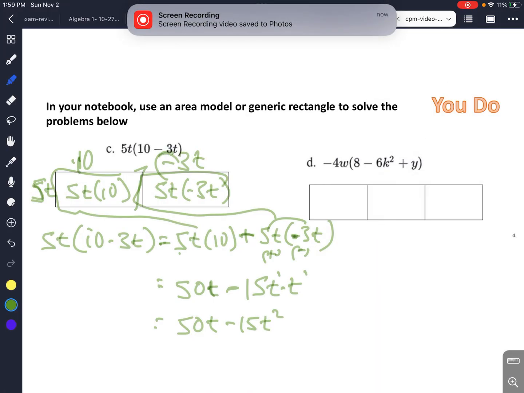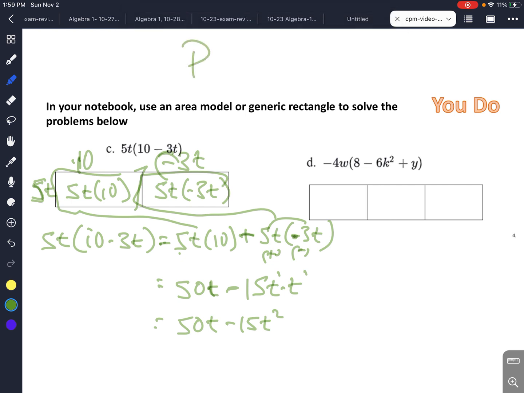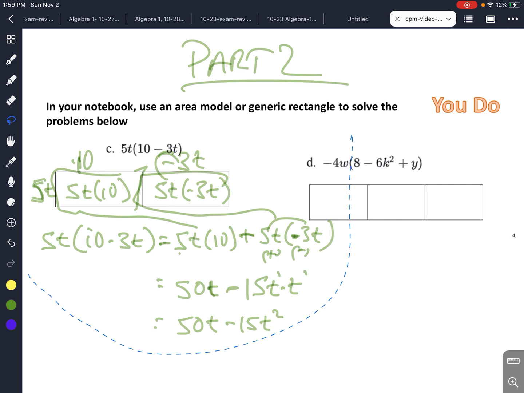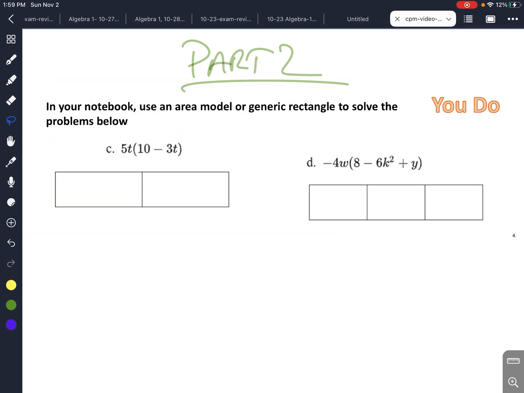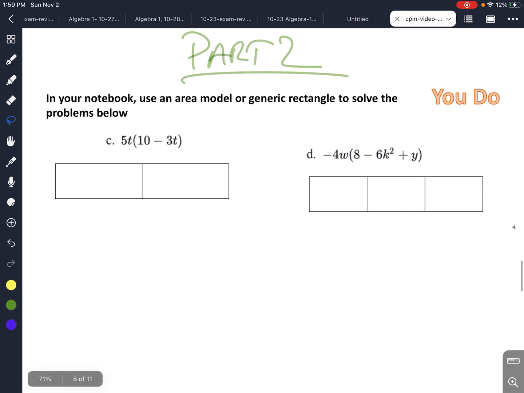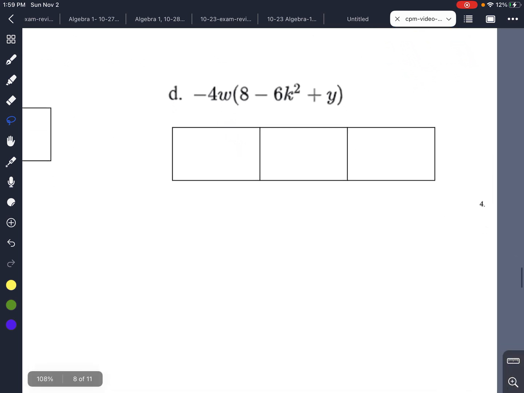All right, I think we started now. So now we're going to call this part 2. So I'm going to get this out of my way. And we can go ahead and do this one. See if we can move this over a little bit.